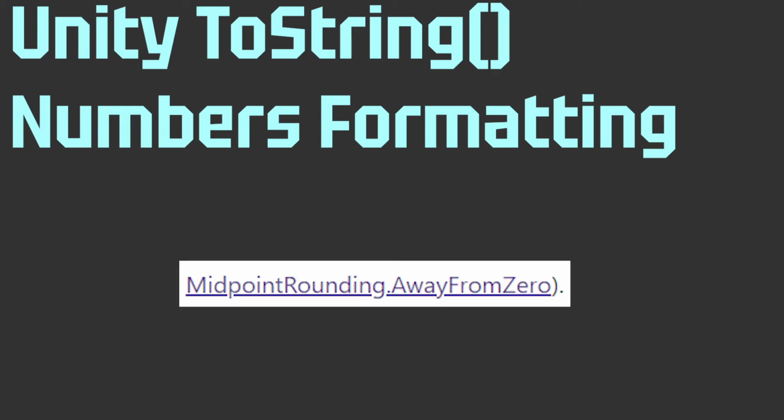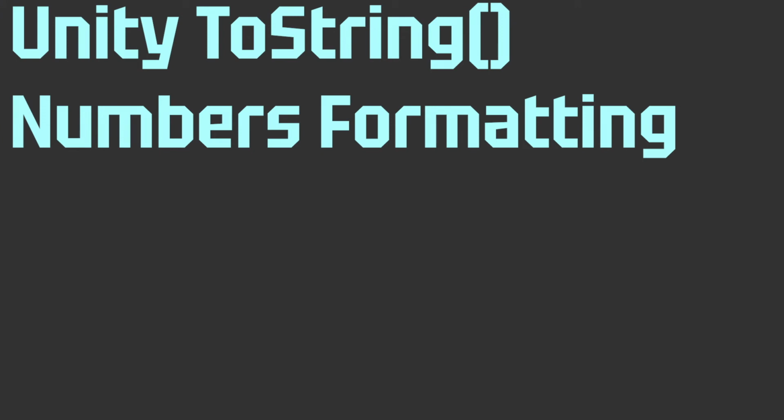The ToString method rounds numbers using midpoint rounding away from zero. That means that it always rounds to a bigger number. So we have a few standard format specifiers already implemented, so let's go through them.